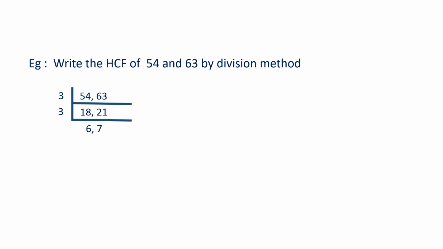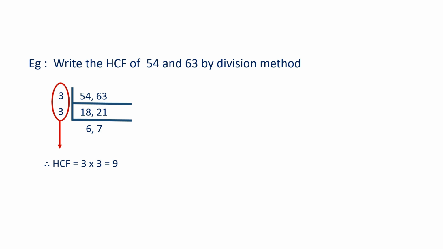So here we have to stop the division and take the two factors we have used here to divide the numbers, that is 3 and 3. The product of that is 9. So the highest common factor of 54 and 63 becomes 9.